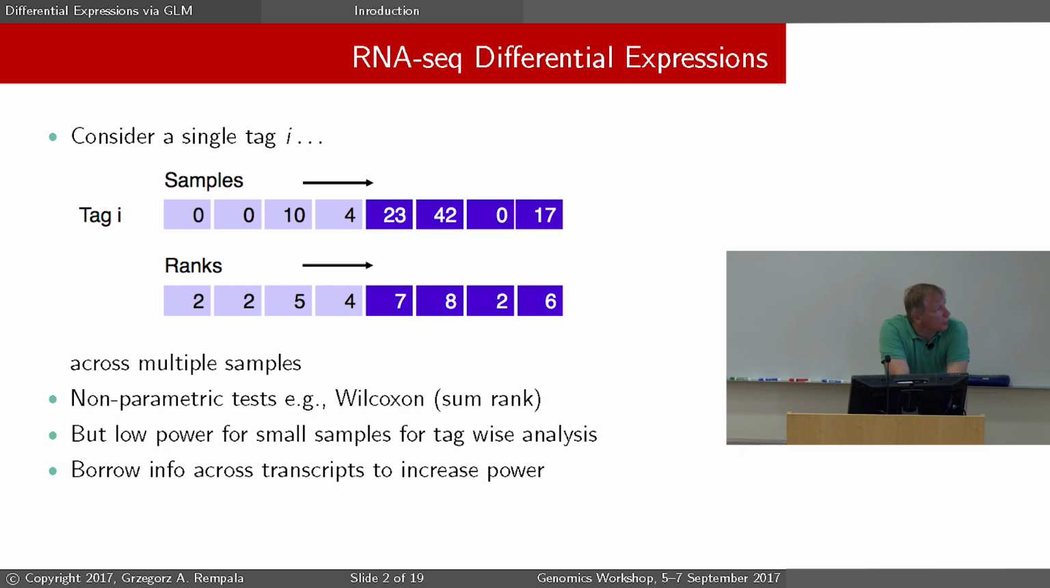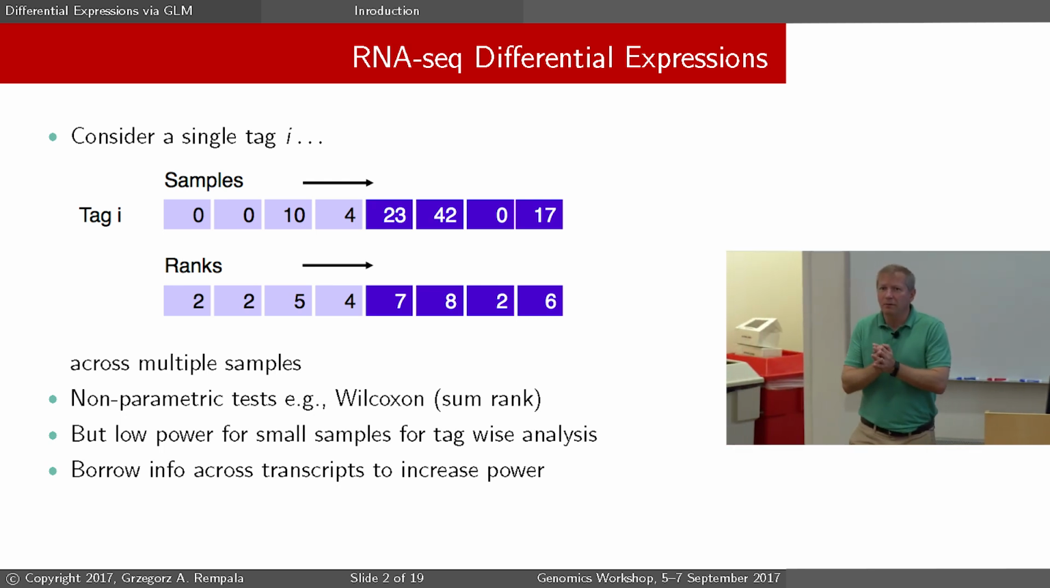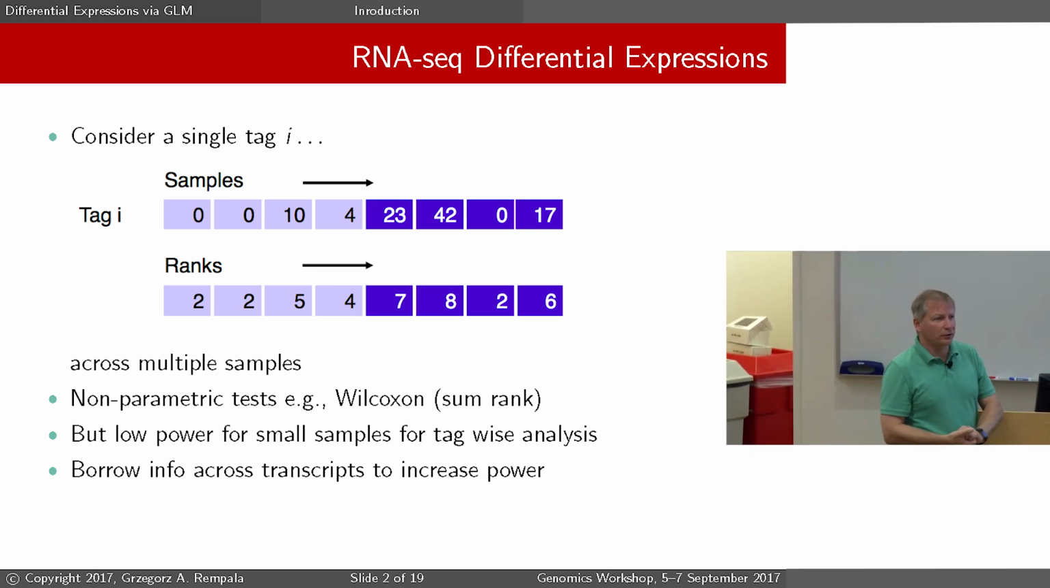So what we would like to do, as I said already, is to be able to borrow strength across transcripts in order to boost the power of these differential expression calls. That's really a fundamental idea. The question is only how exactly do you do it?